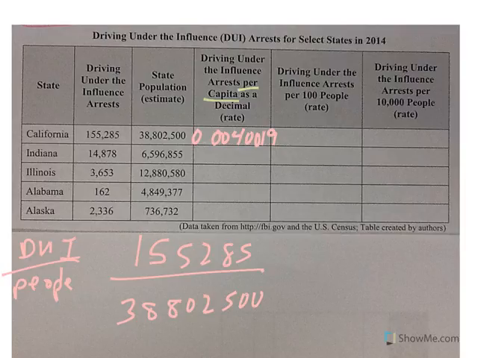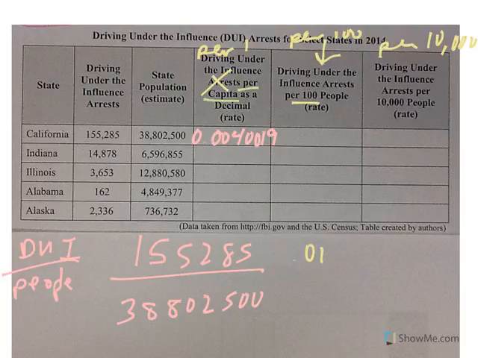Now, when we go to the next column, where it says per 100 people, this one is per 1, this next one is per 100, and this one is per 10,000. So how do we get from one column to the next? I always start with the per 1 column because 1 is the easiest to deal with. I'm going to round to 0.004. If I multiply that by 100, I get my rate per 100. So there are 0.4 DUIs per 100 people.